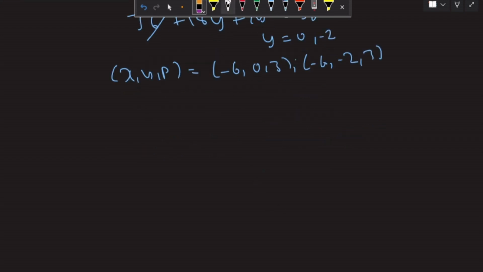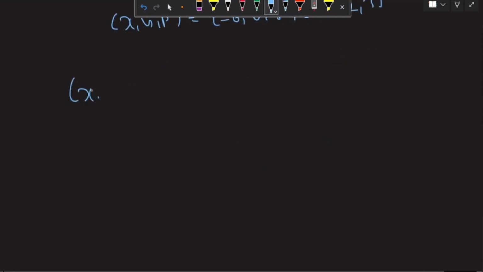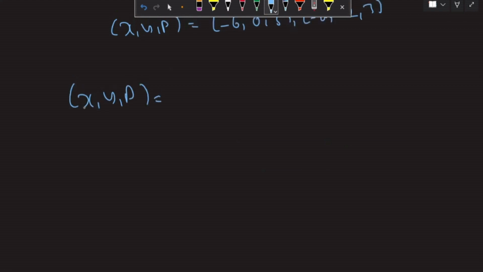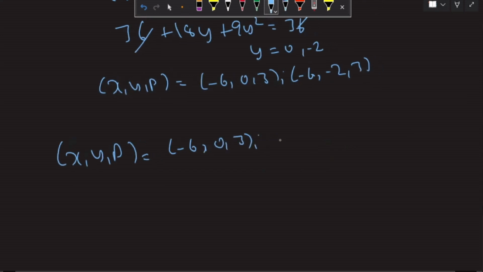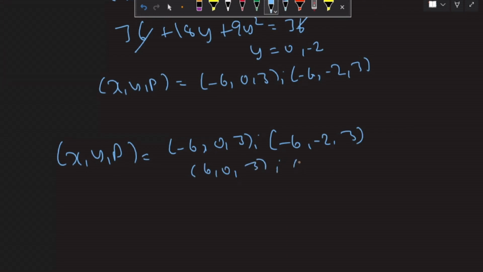So that's all the possible triplets in our question. So the final answer is x comma y comma p is equal to minus 6 comma 0 comma 3, minus 6 comma minus 2 comma 3, 6 comma 0 comma 3 and 6 comma 2 comma 3. So that will be all the possible triplets.